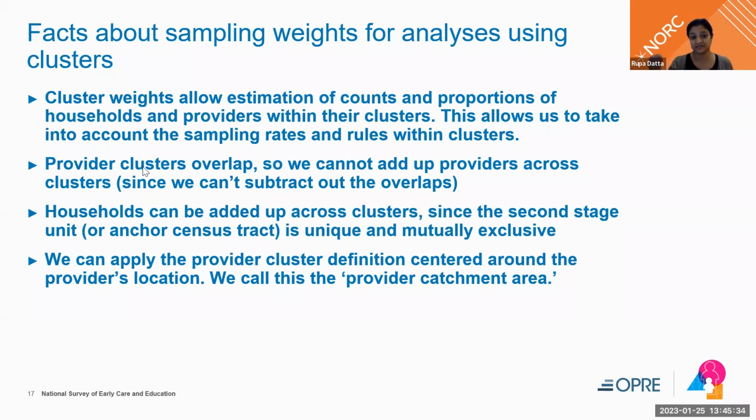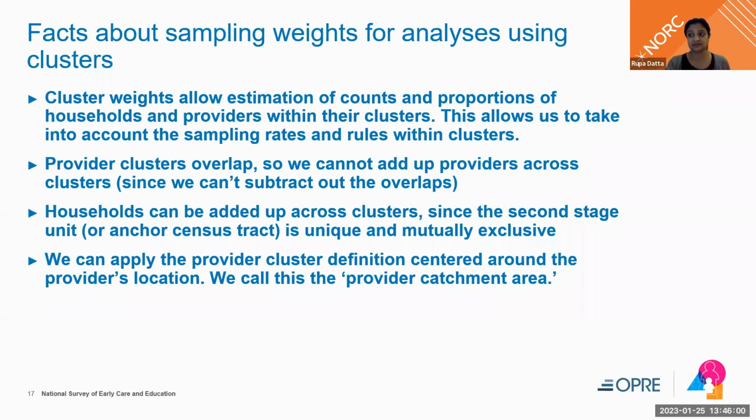An important feature of the provider clusters is that they overlap, or they can overlap. You can see how that would happen if the two randomly sampled yellow anchor tracts are too close together, then the gray areas of the two respective provider clusters can overlap. This happens quite a bit in urban areas.